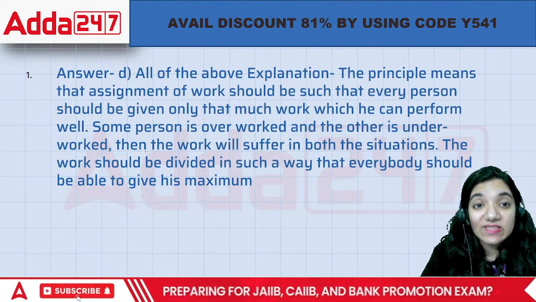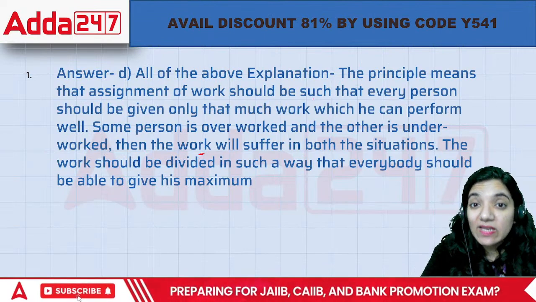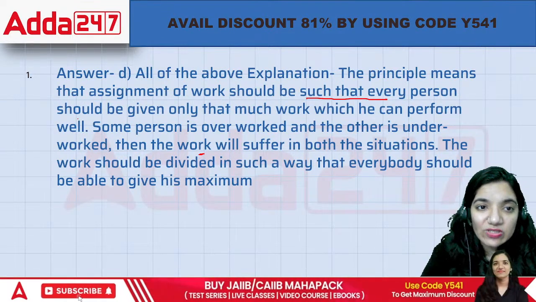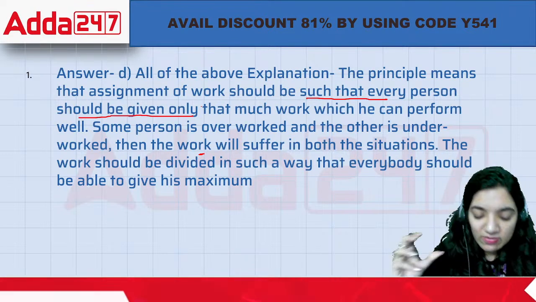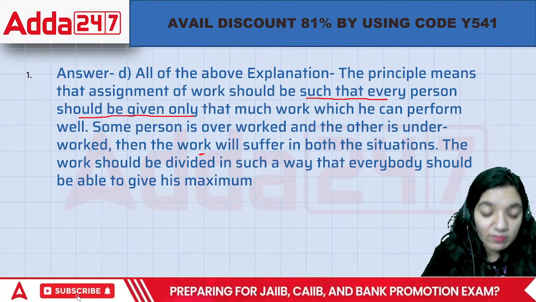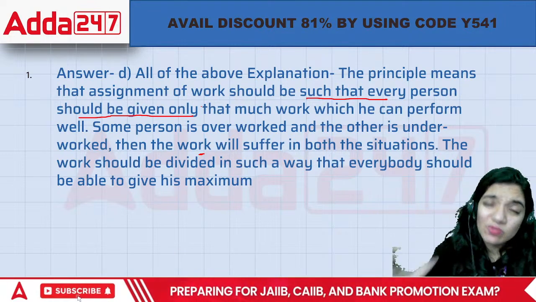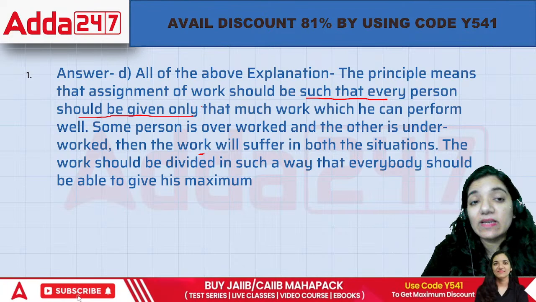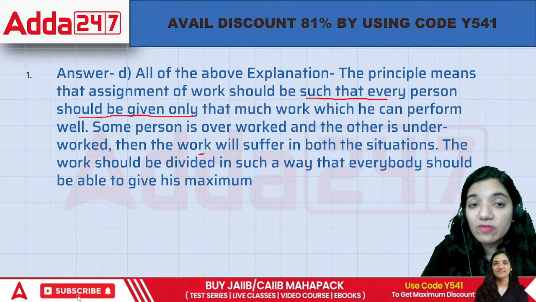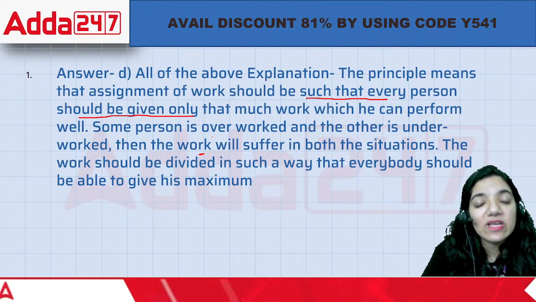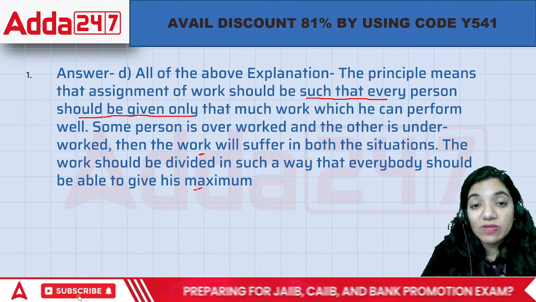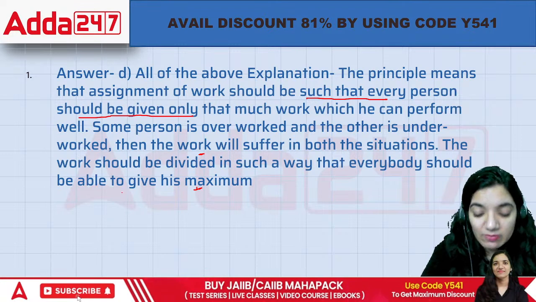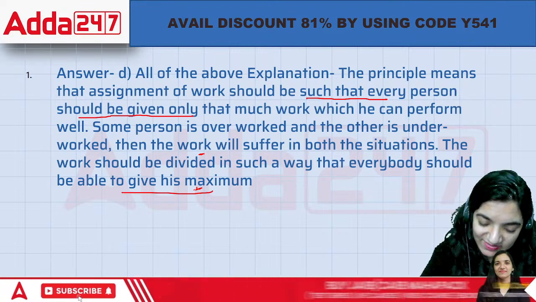This principle says the assignment of work should be such that everyone is given only that much work that he can perform. The person should not be overburdened or underburdened. They should be given the apt amount of work they can take. Some persons are overworked, some are underworked. That means you haven't distributed the work among different positions properly. It should be divided so that everybody is able to give their maximum output.